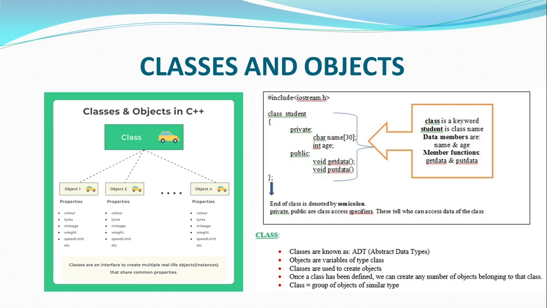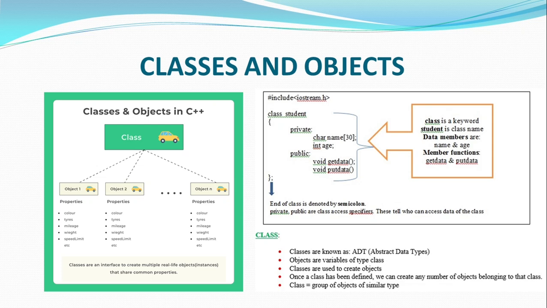Hash include iostream.h. This is the header line of C++. Class student. Class is a keyword and student is a user defined name. Whatever it may be, it is user defined. Private and public are access specifiers. Here we are declaring the data members and functions. What is a data member? It is simply data. Here data is name. Name is declared as character and age is declared with the data type integer.